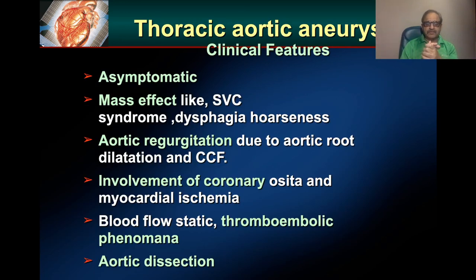Thoracic aortic aneurysm, they may be asymptomatic or they may present with superior vena cava syndrome. Patient may feel dysphagia and hoarseness because of compression due to the aneurysm. There may be aortic regurgitation. A patient may present with acute coronary syndrome because of the involvement of the coronary ostia, or they may present with thromboembolic phenomena. And we will discuss aortic dissection in next few minutes. That is also a complication of thoracic aortic aneurysm.